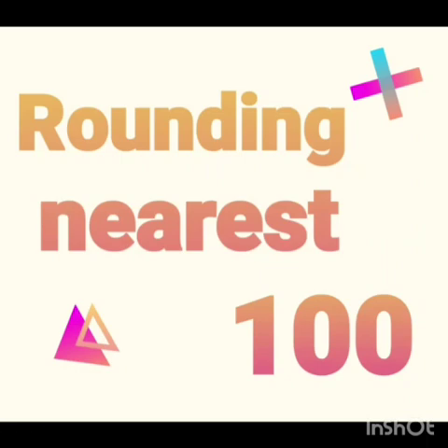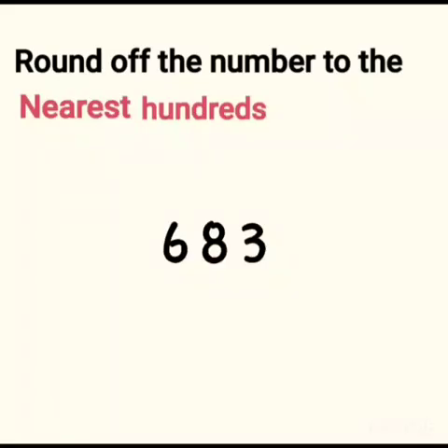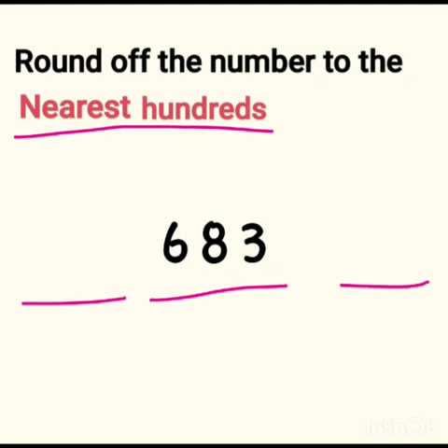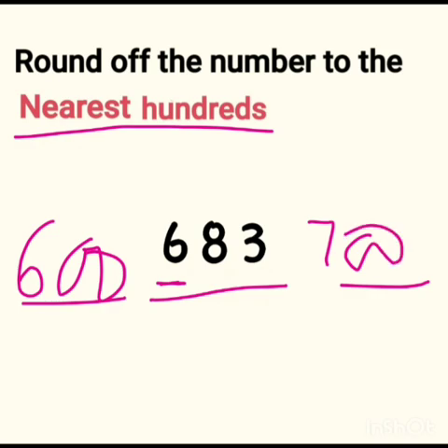Now we have learned how to round off a number to the nearest tens, right? But how can I round off a number to the nearest hundreds? This is 683. I need to round it off to the nearest hundreds. Now this number lies between two hundreds. What are they? I look at the hundreds digit, that is 6. So the hundred before this will be 600, right? And the hundred after this will be 6 plus 1, that is 700. So 683 lies between 600 and 700.